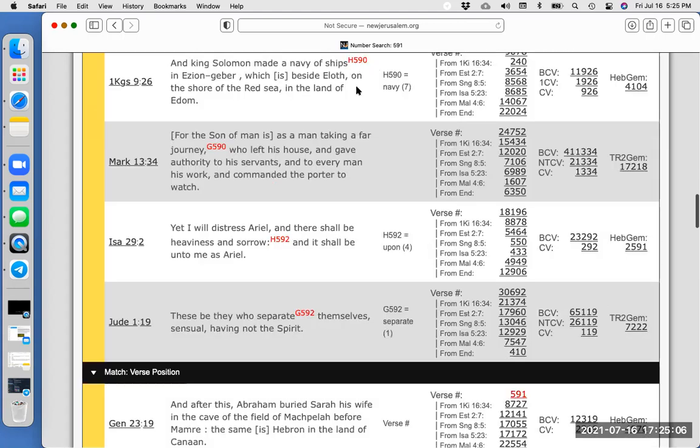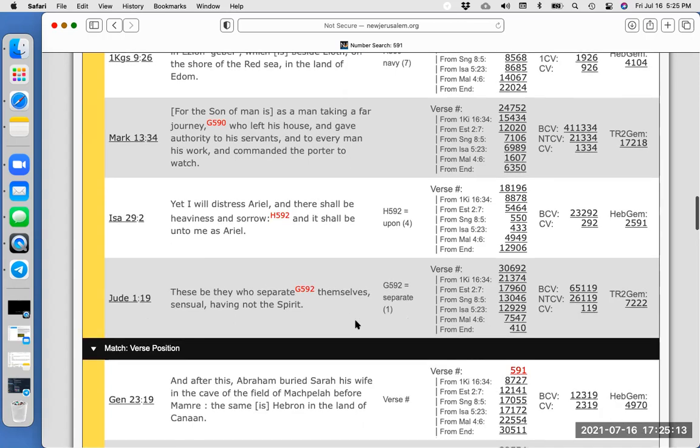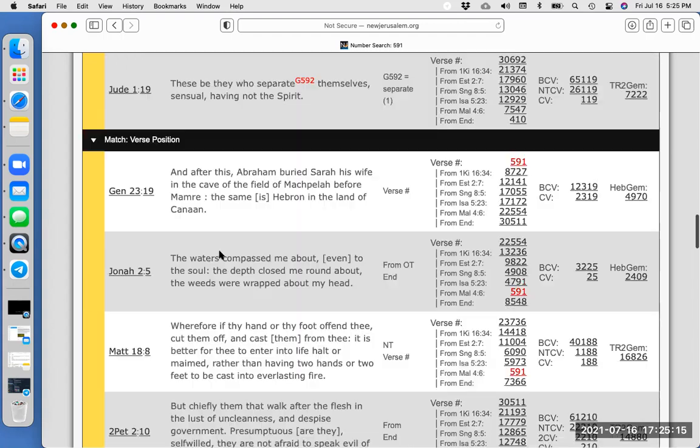See, now you're given before and after. It's not the same number, but it's ones before and after, Hebrew and Greek. And then we see Jonah, Matthew, 2 Peter. These are position numbers. That means it's set on one of the pillars. This is from the beginning. This is from the end.